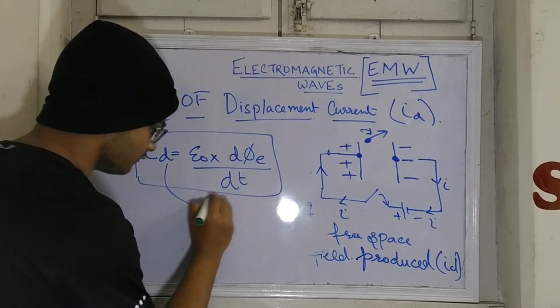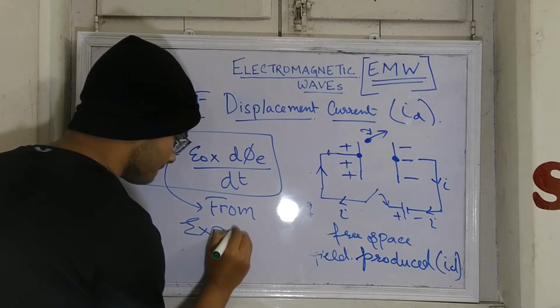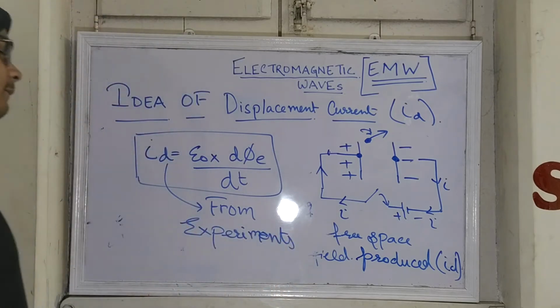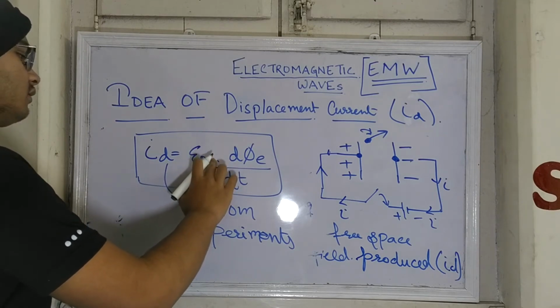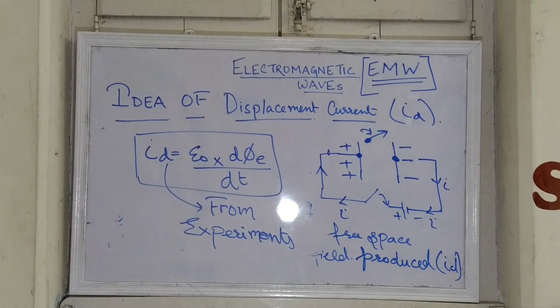This came from experiments. So from experiments, Maxwell found out that ID equals epsilon naught into d phi e by dt. So this was the idea of displacement current, which is produced between two parallel plates of a capacitor, right?